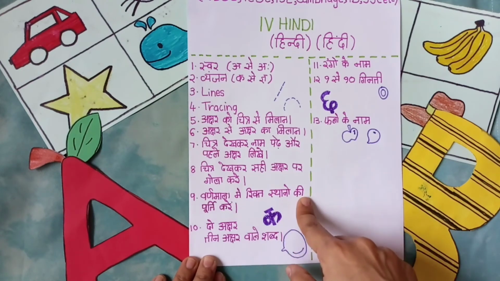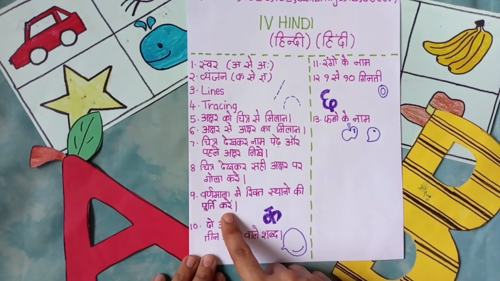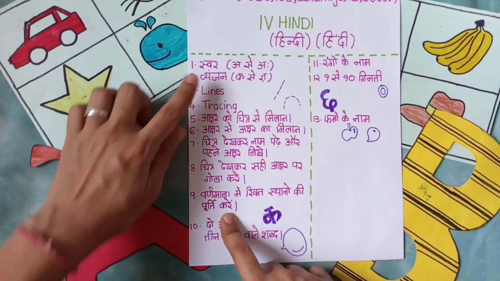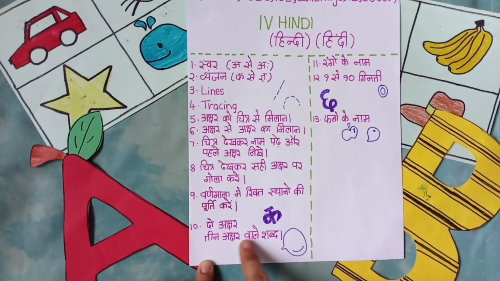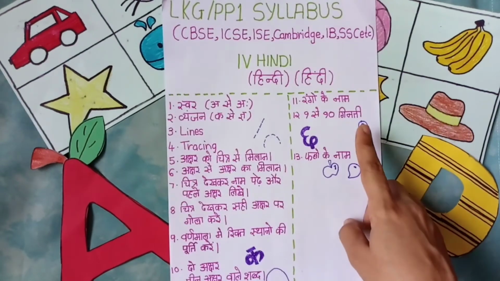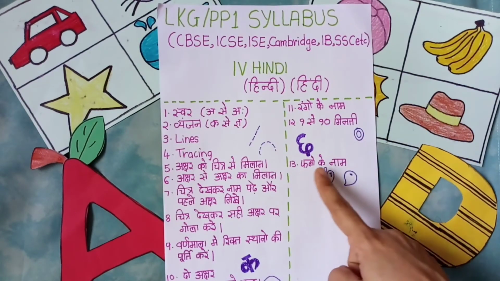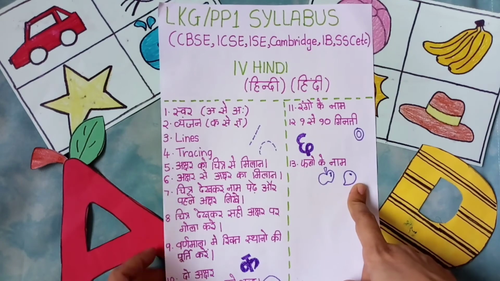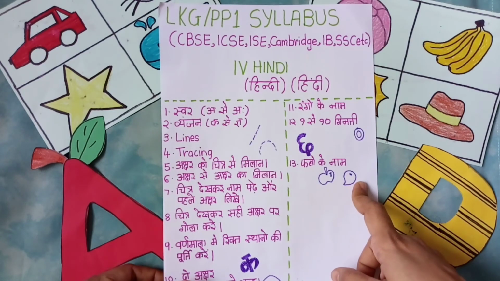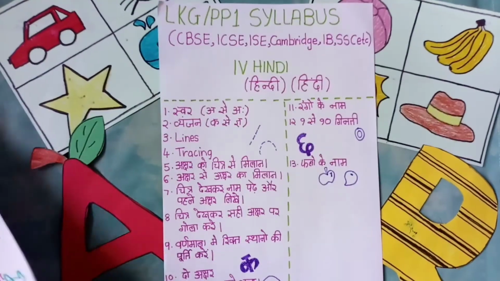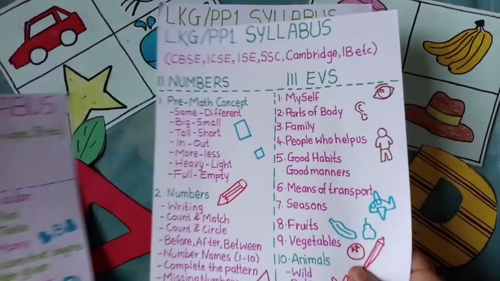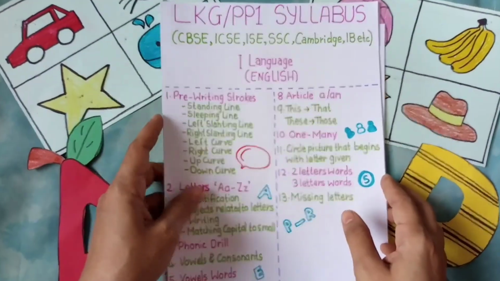वर्णमाला की रिक्त स्थान की पूर्ति करो. That is, complete the following or fill in the blanks. That is of स्वर और व्यंजन. 2 अक्षर 3 अक्षर वाले शब्द. रंगों के नाम, 1 से 10 गिनती, फलों के नाम. So these are the topics which are in the subjects, that is English, Maths, EVS and Hindi.